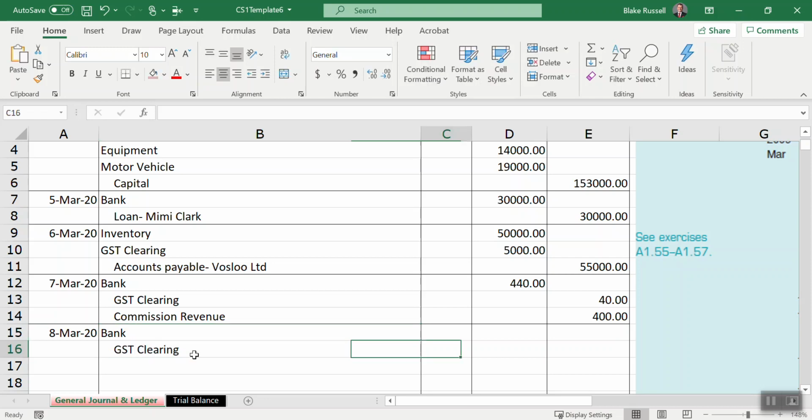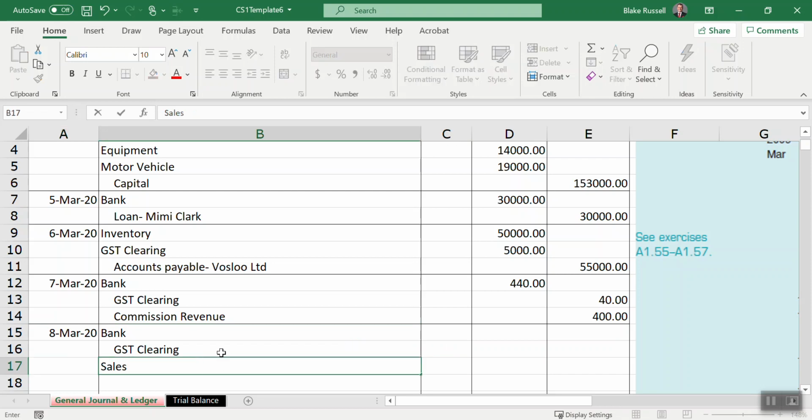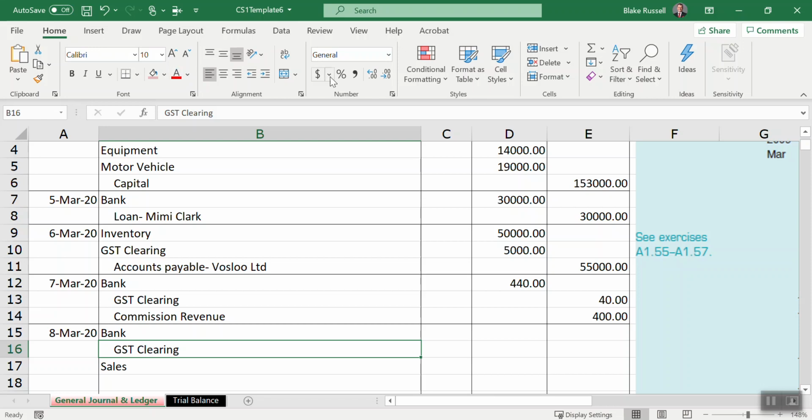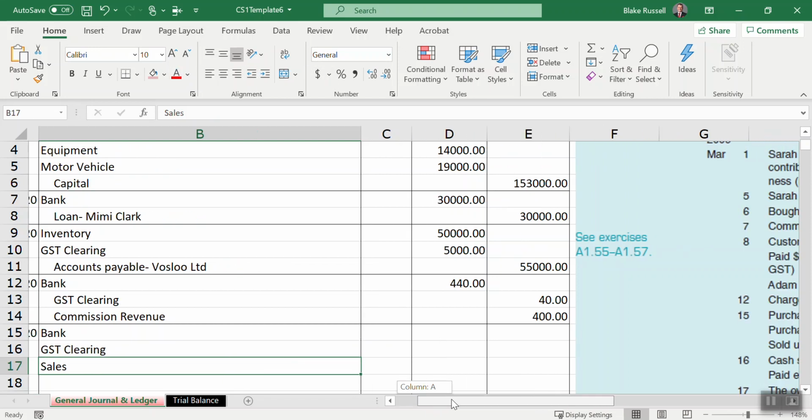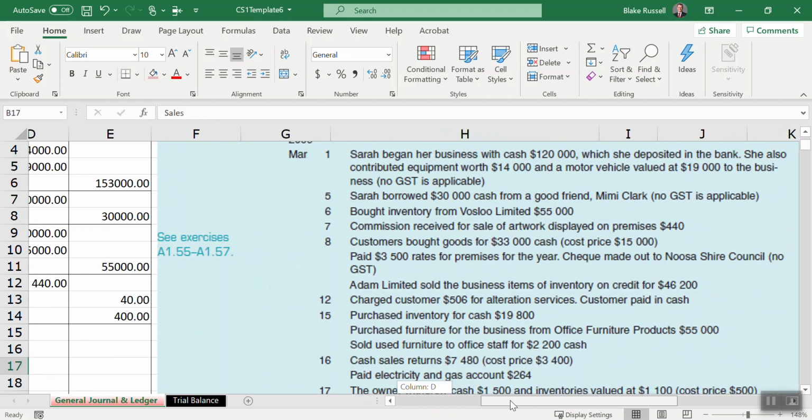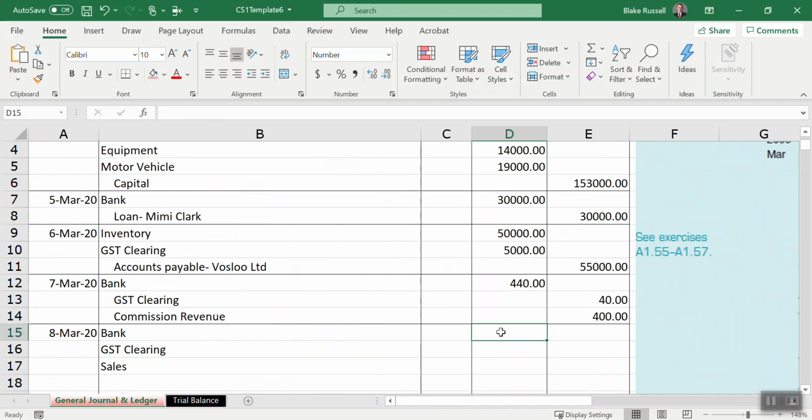GST, I'm just going to keep putting it in now. And our sales, we'll handle GST, the other one bit in a minute. How much should we sell it for? $33,000. So our bank account's going to increase by $33,000. Our total sales.